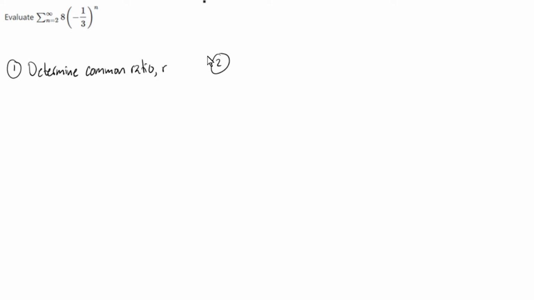Step number 2 is going to be determine a, that's the first term. So a is the first term in this sequence. And then step number 3, calculate the sum. Here we're going from 2 to infinity, so we're going to refer to that as the sum as we're approaching infinity.